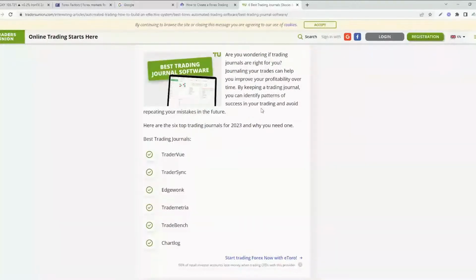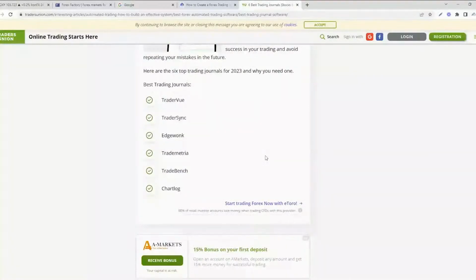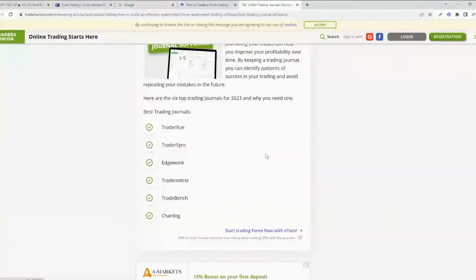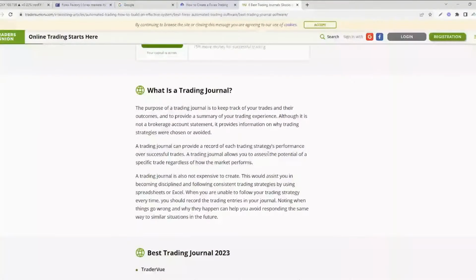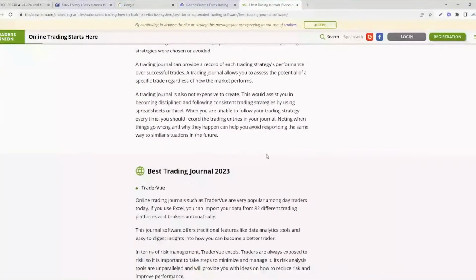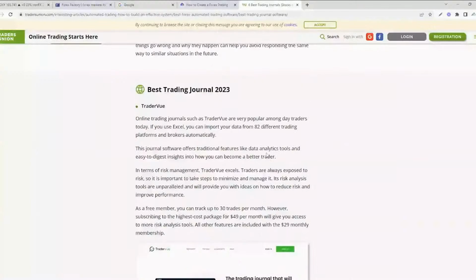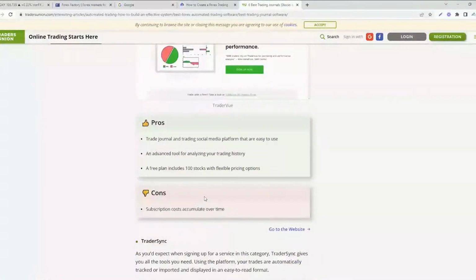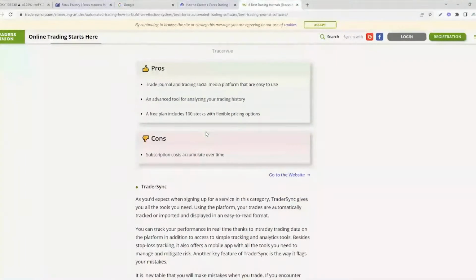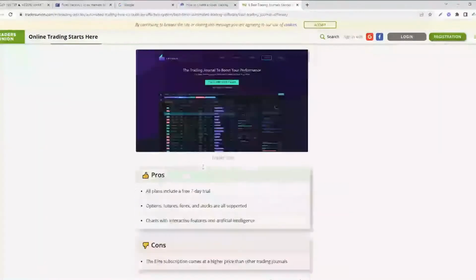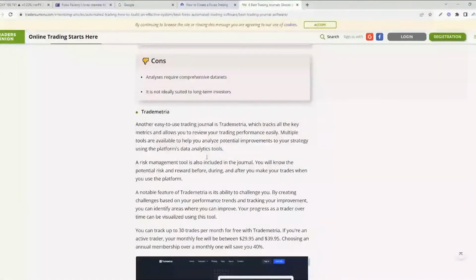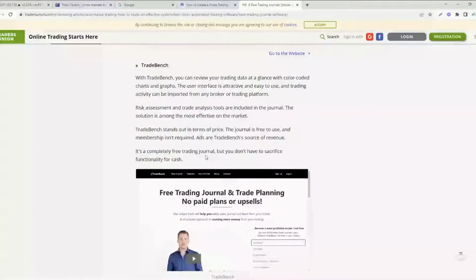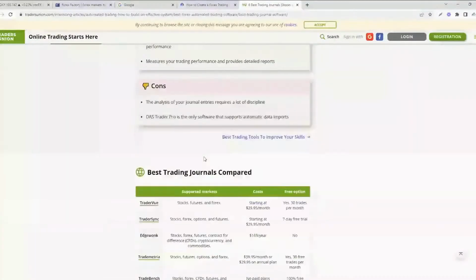But this is just an example of what is currently available in the market, and you can look through this website, and of course Google for other websites as well to find out what they are offering and how you can incorporate it with your broker as well. They give you the pros and cons of each of the journals listed here, and also a price comparison, just to get an idea.